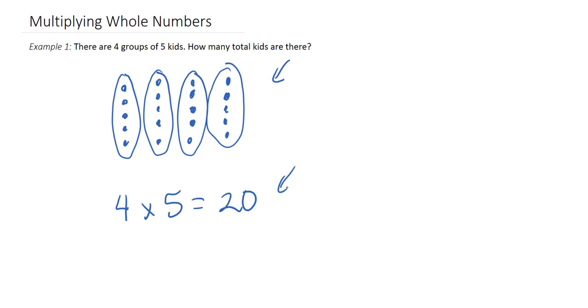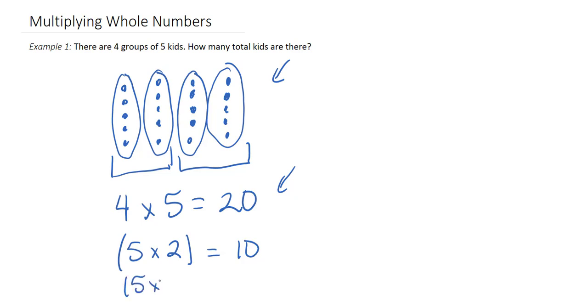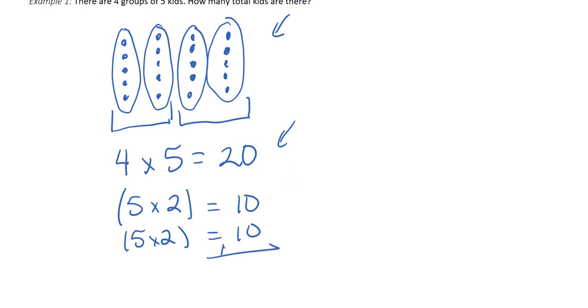And so another way, I'm also going to show you, is what if we broke it down, so rather than say 4 groups, say there was 5 times 2. So there's 5 kids in 2 groups. Well, that's 10, but that's only counting for 2 of the groups. So we'd have to do that again, and that would equal 10. And then we add those together to get 20.